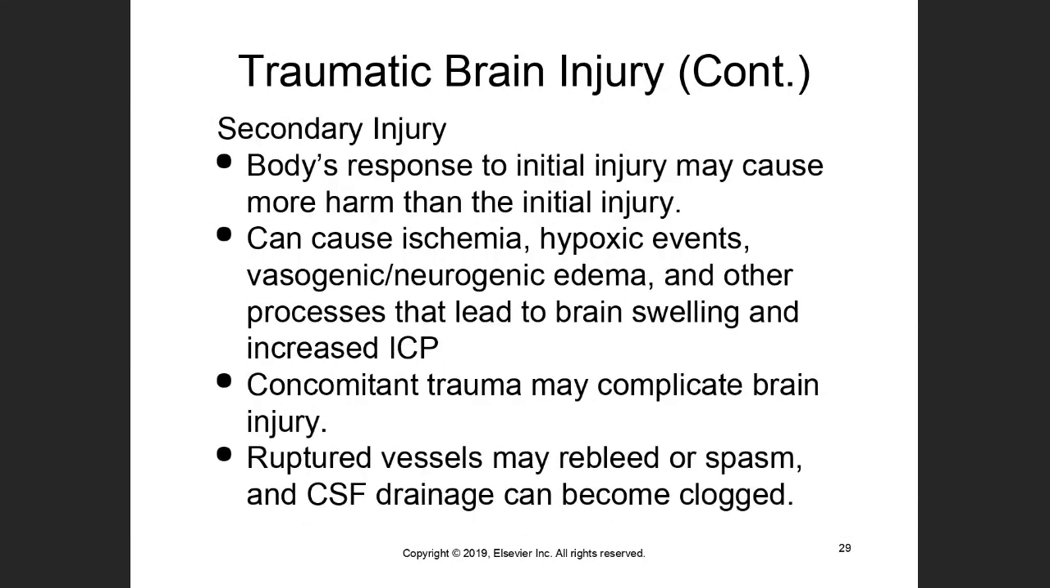Secondary injury: the body's response to the initial injury may cause more harm than the initial injury. It can cause ischemia, hypoxic events, vasogenic and neurogenic edema, and other processes that lead to brain swelling and increased intracranial pressure. Concomitant trauma may implicate brain injury. A ruptured vessel may rebleed or expand, and CSF drainage can become clotted.